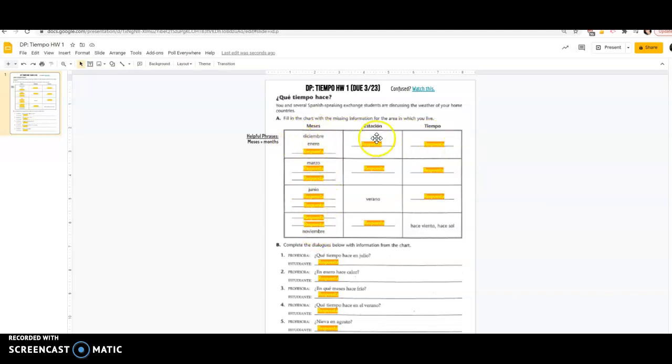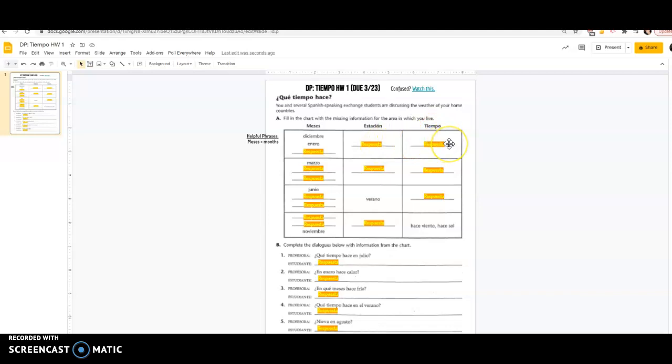So the months of what season? Estación. Diciembre, enero, and another one are the months of what estación? You'd put that in there. And then over here, you're going to say the type of weather. So in December, I know that that's winter. And so I'm going to write that in Spanish.